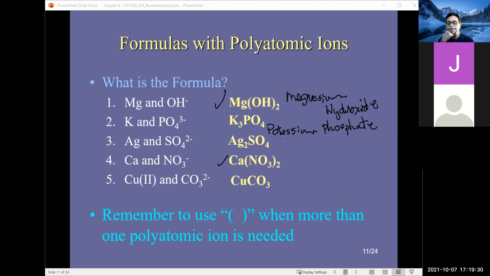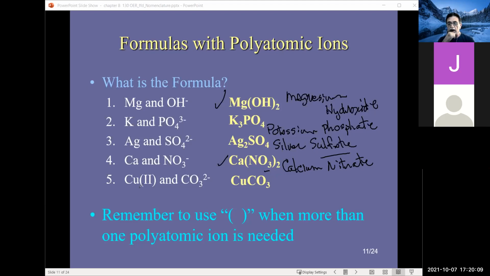And then we got silver sulfate. You know, we tend to eat a lot of sulfates. If you read the labels, you'll find a lot of sulfates, sodium sulfate, potassium sulfate in our foods, quite a bit actually. And then we got calcium nitrate. Okay, be careful, make sure it's nitrate, because if that 3 was a 2, it would be nitrite. Quite a bit of difference.